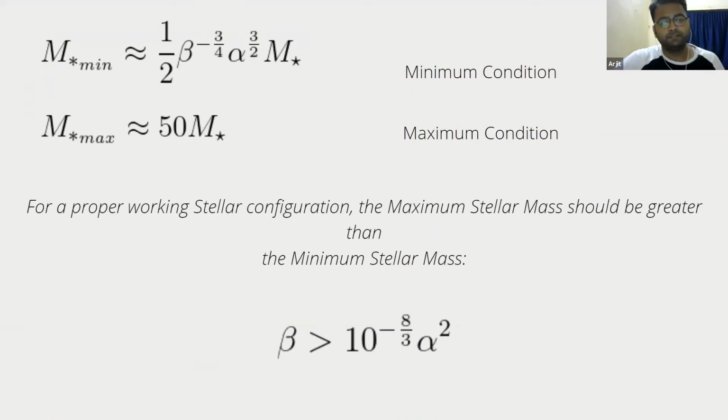So here you can see the minimum and maximum stellar conditions are mentioned. For a star to exist, it should be in between these two limits. For a proper stellar configuration, the maximum stellar mass should be greater than the minimum stellar mass. From equating those two constraints, we end up with beta, which should always be greater than 10 to the power minus 8 by 3 alpha square.